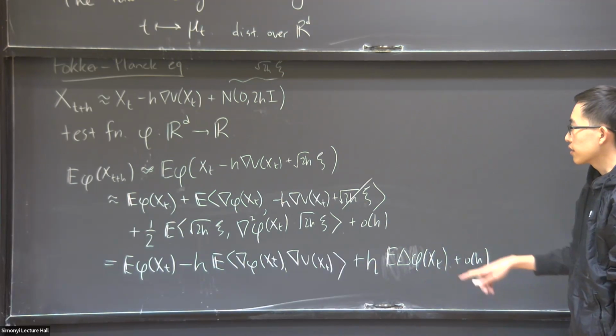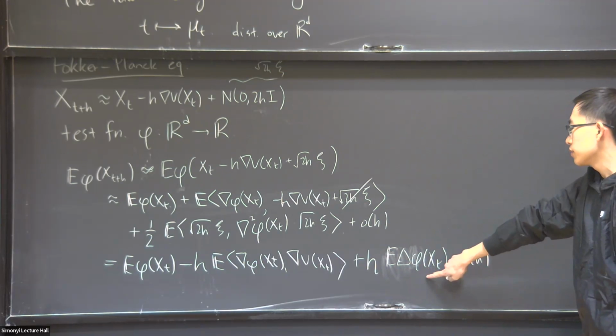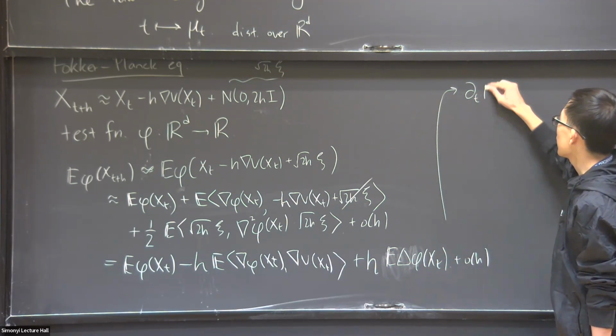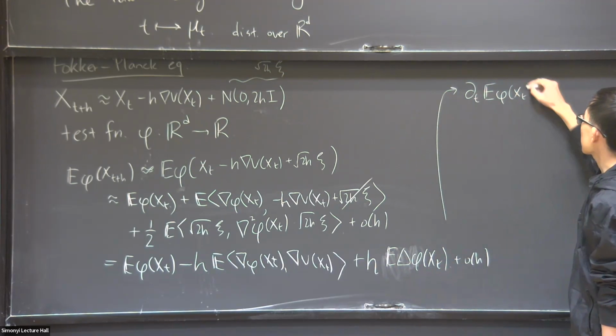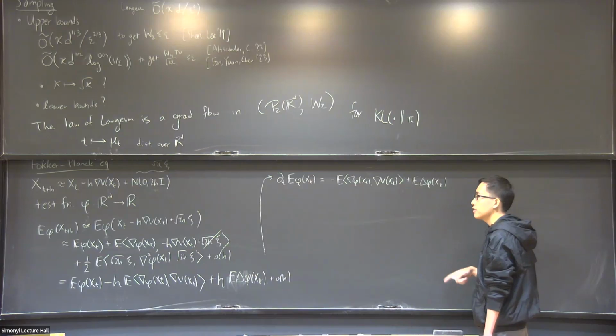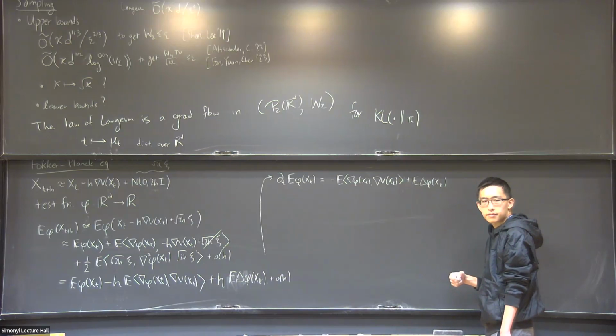So now I've identified the change up to first order in h. This gives me an equation for the time derivative. It tells me that the time derivative is just equal to what I've identified here. Okay, so now I know exactly how every single test function phi is going to evolve along this continuous time process. But can we get some information about the two terms in the derivative?